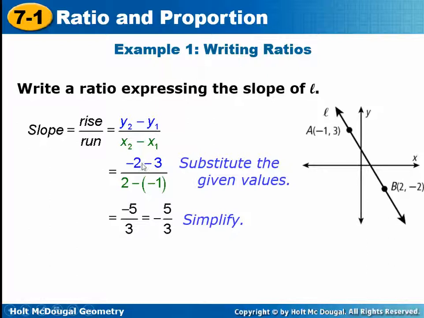So on the top, we get -5. And on the bottom, we have 2 minus a -1, which is the same as 2 plus 1, which is 3. And -5 over 3, you can leave it like that, or you can put the negative out front. It doesn't matter to me one way or the other. It doesn't matter where the negative is as long as there's one negative in this problem. So -5/3 is the ratio that is the slope for that line.